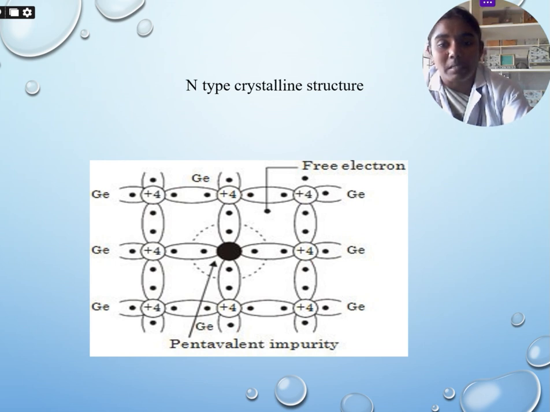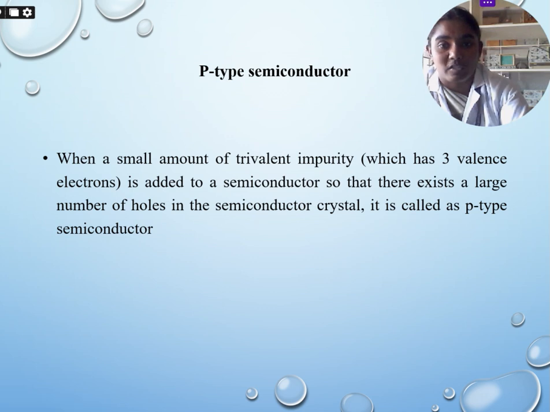Here we are taking the N-type crystalline structure, that is germanium. It has a pentavalent impurity. So in this, 4 will be occupied here, 4 will be occupied and the remaining 1 will be left free. This indicates the N-type crystalline structure.